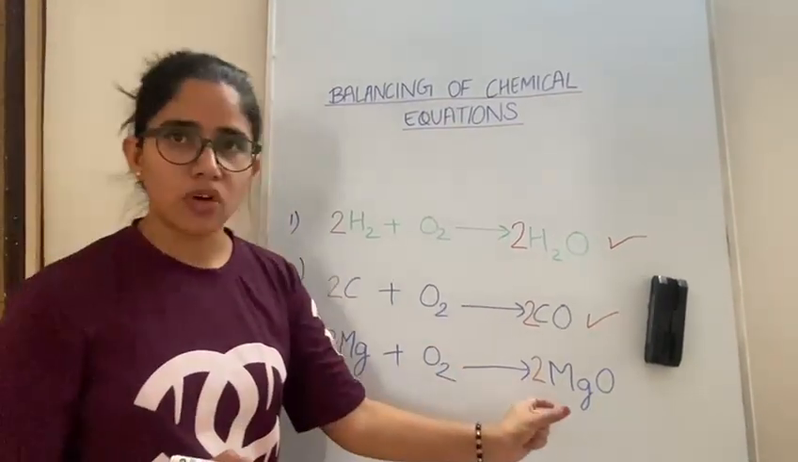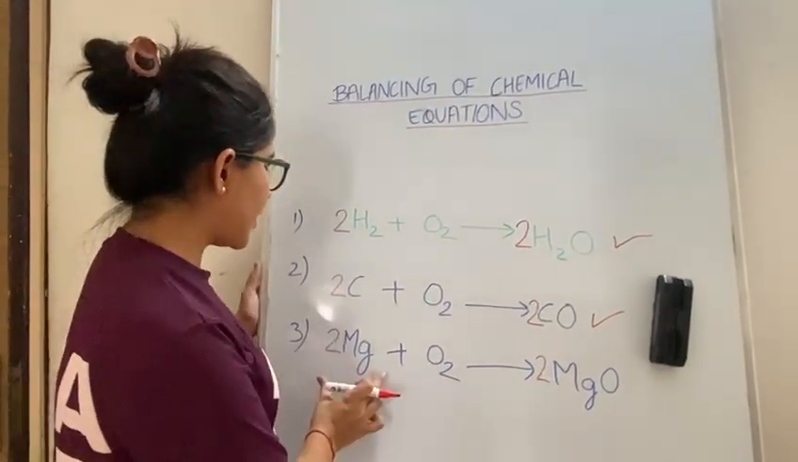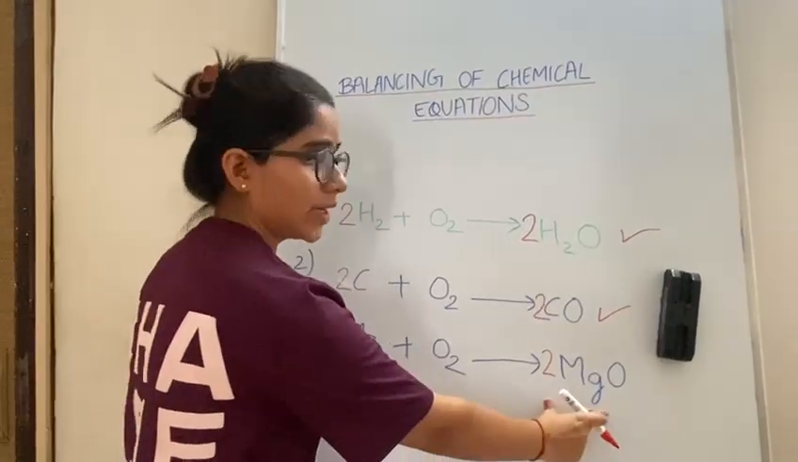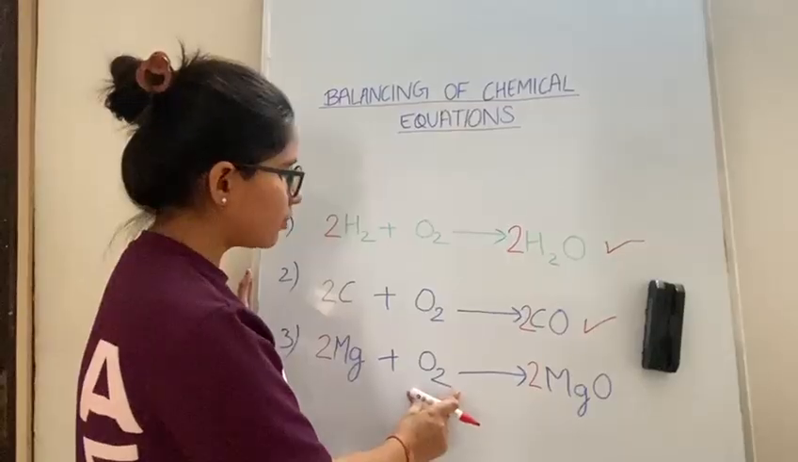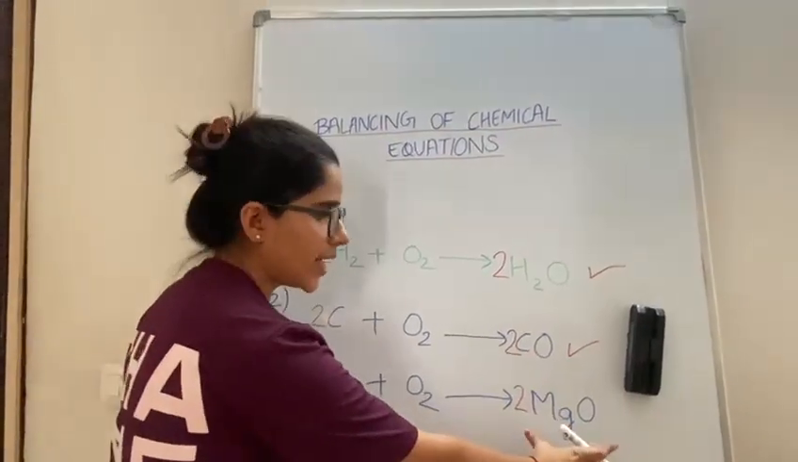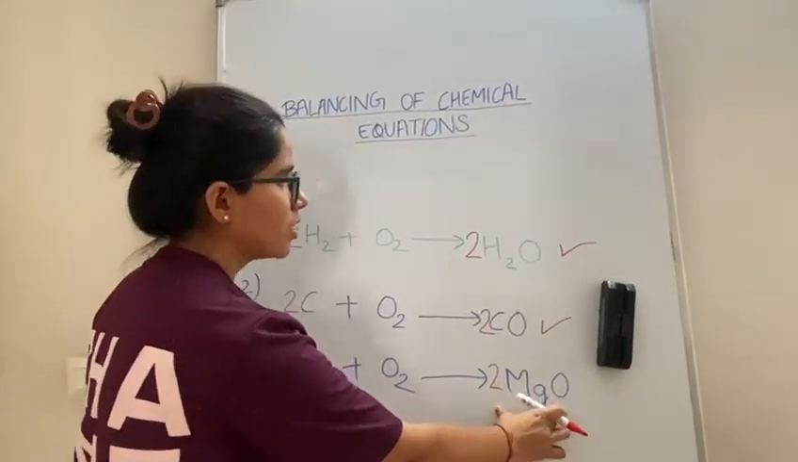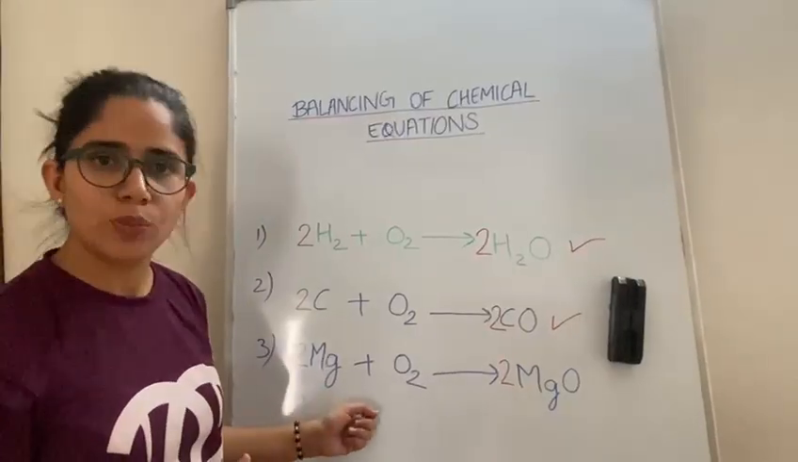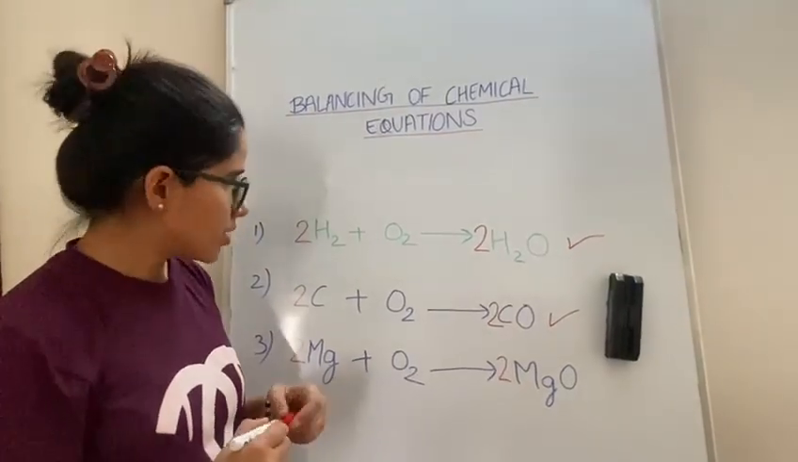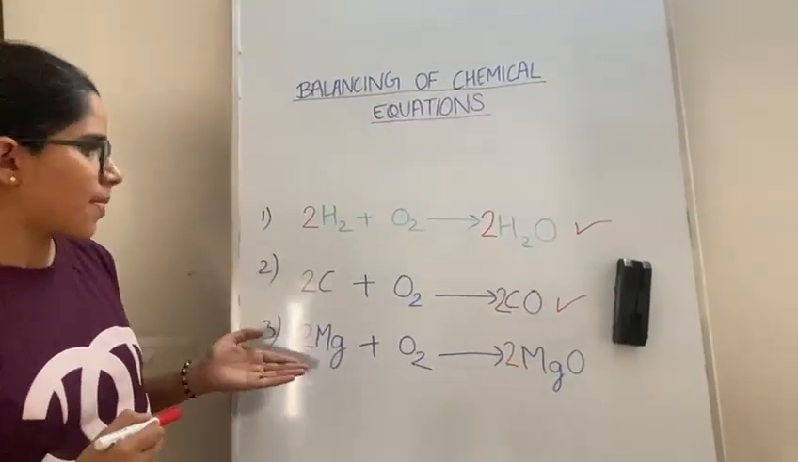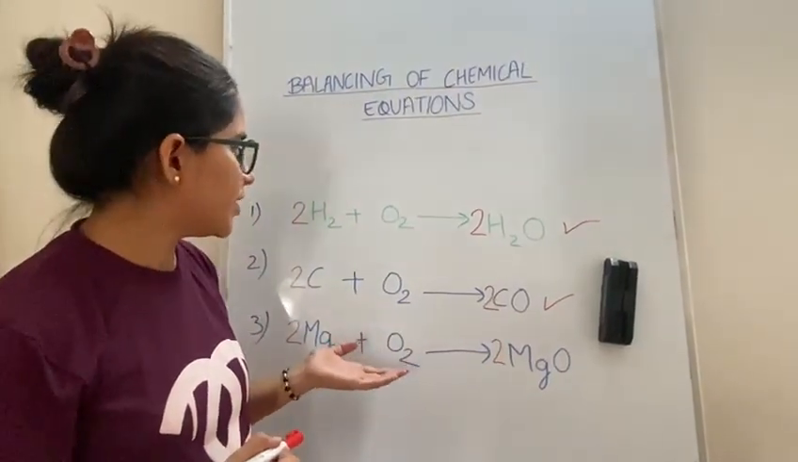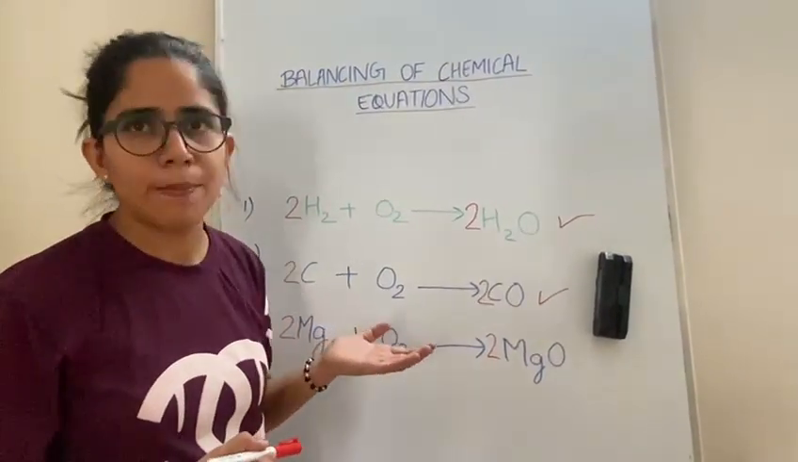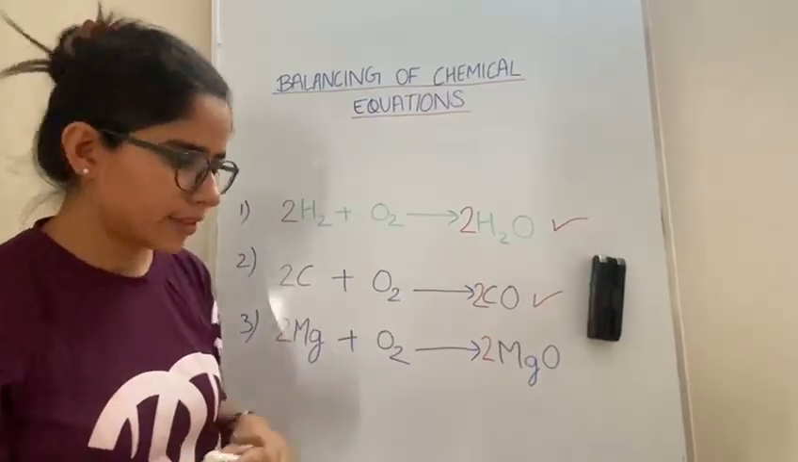Now I will check again for the whole equation. That is, here I have 2 atoms of magnesium and 2 atoms of magnesium here as well. So these are equal. And here I have 2 atoms of oxygen and on the product side we have 2 atoms of oxygen. So I can say this equation is also balanced. I can see that these 3 examples were very much similar to each other. Now I will take a little more complex example to make you understand this.